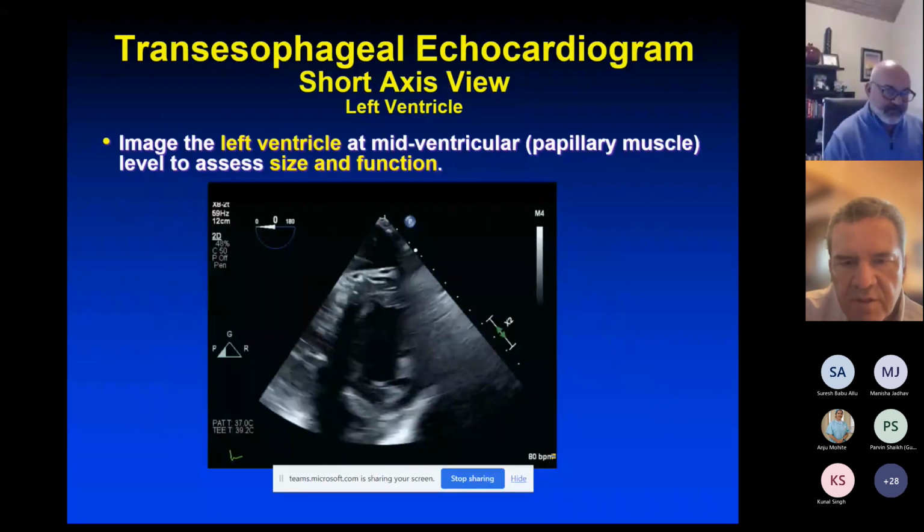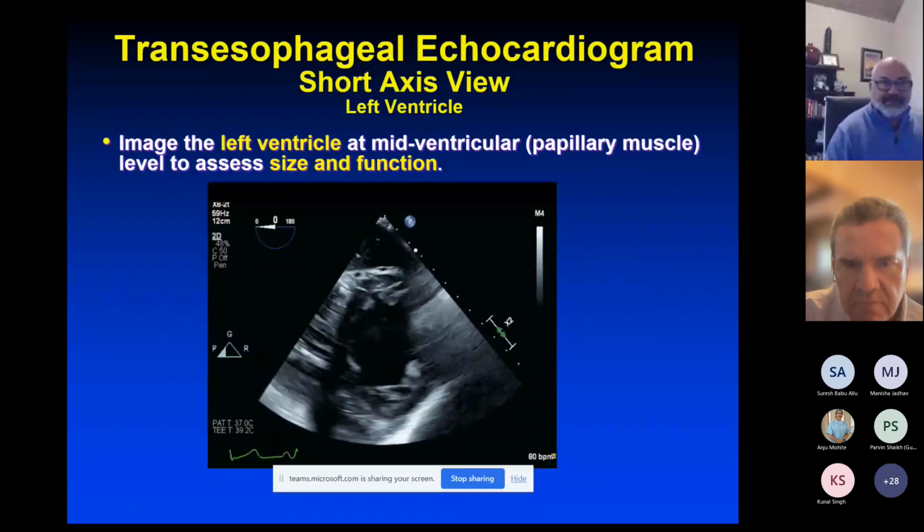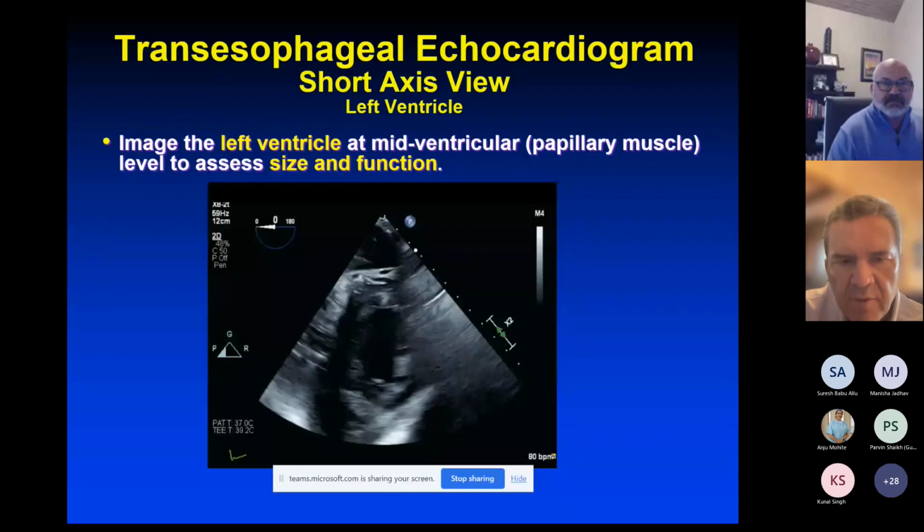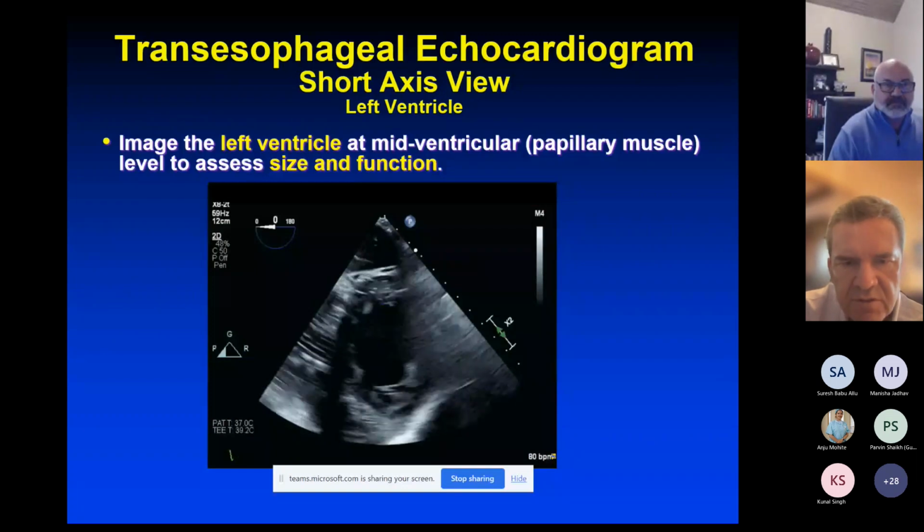And then also with the transesophageal echocardiogram, please obtain transgastric images to give us a short axis view of the left ventricle at the mid-cavitary location at the level of the papillary muscles. This will again allow us to assess left ventricular size and function.